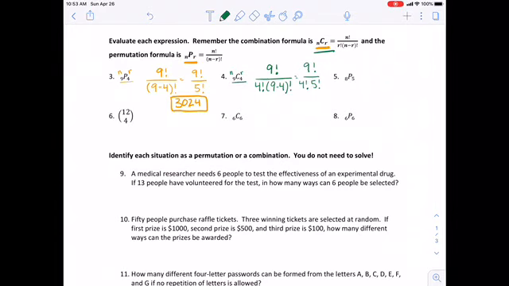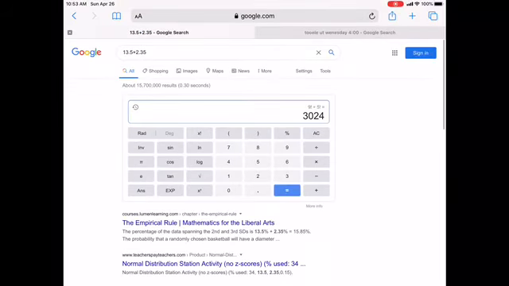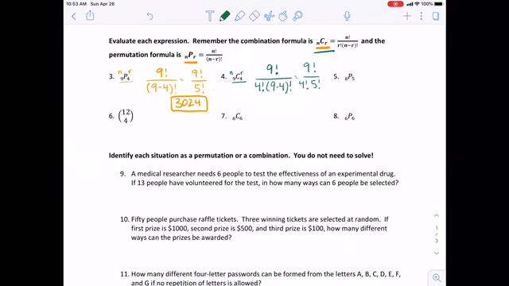If I type that into my calculator, I will have 9 factorial divided by, I'm going to put parentheses around this denominator, 4 factorial times 5 factorial. And my calculator says it's 126. So notice how these were actually the same problem, but in a permutation there are a lot more possibilities than in a combination.